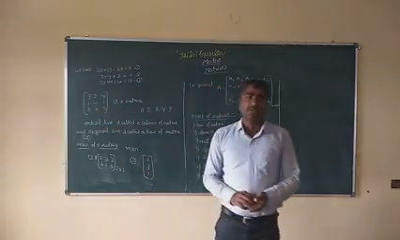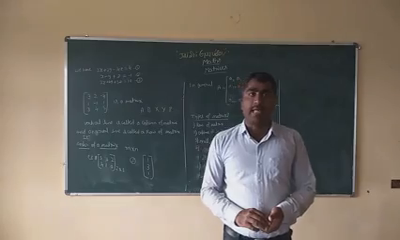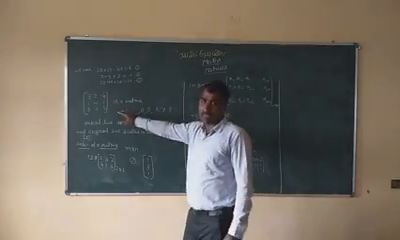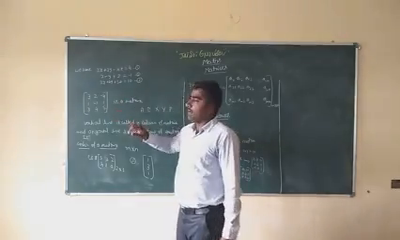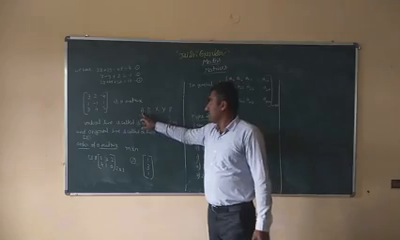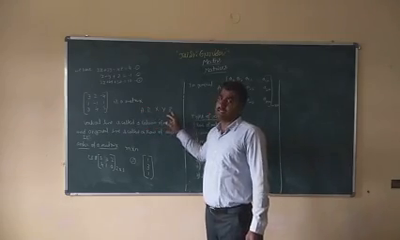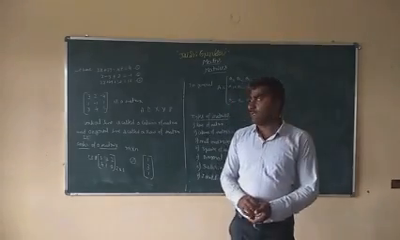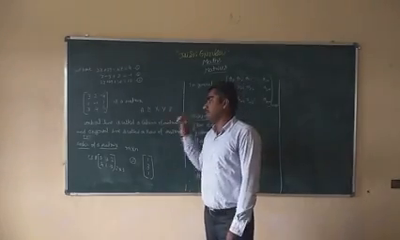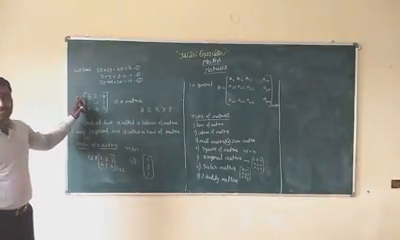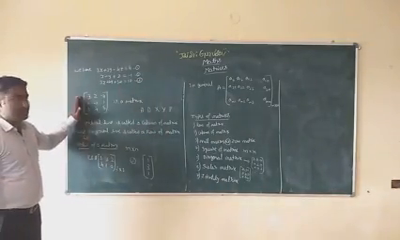A matrix is a square or rectangular arrangement of numbers, that is called a matrix. Usually a matrix is denoted by capital letters A, B, X, Y, Z, etc., English alphabets. So it is a matrix, a rectangular arrangement of numbers.